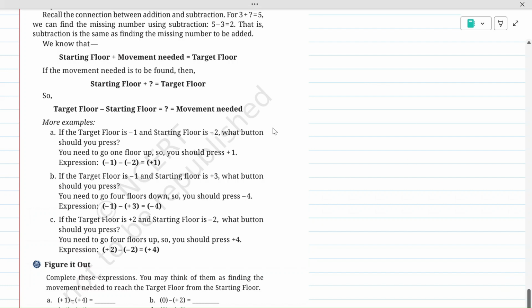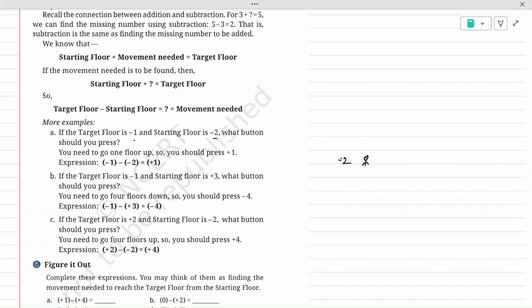So a few examples are given to us. If the target floor is -1, so here I put -1 and then subtract the starting floor, which is -2, then what button should you press? That means how much is the movement needed here. We know that the target floor is -1 and the starting floor is -2. So at -2 I am standing right now, and I have to reach the target floor -1.